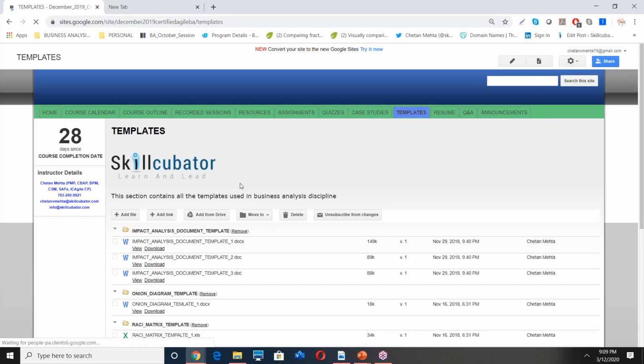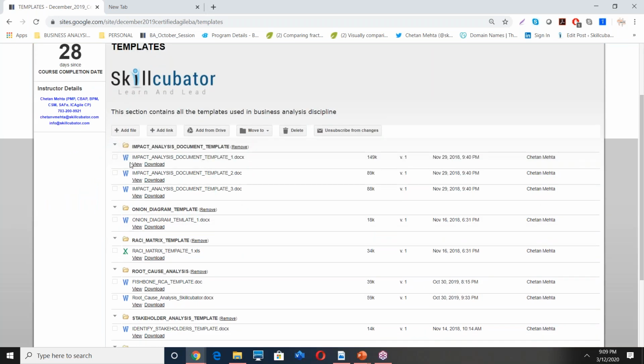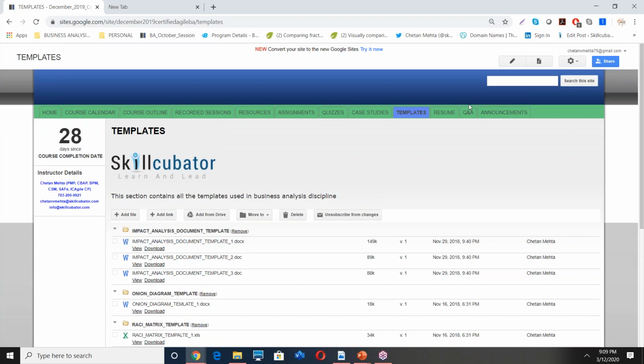And then we have the template section where we will see all the different templates. A template is nothing but a structured document which you can use to create or complete your assignment. So you can use one of these templates. For example, let's say we are doing an impact analysis document, and you are supposed to finish one assignment on that. You can pick any of these templates.